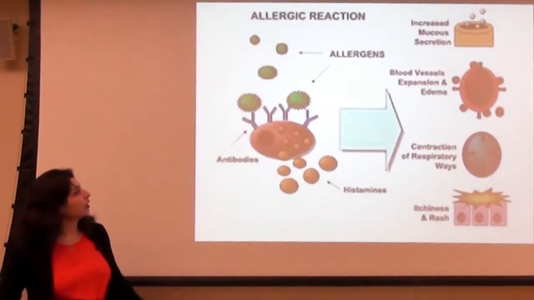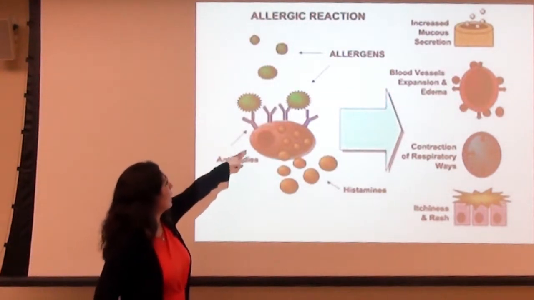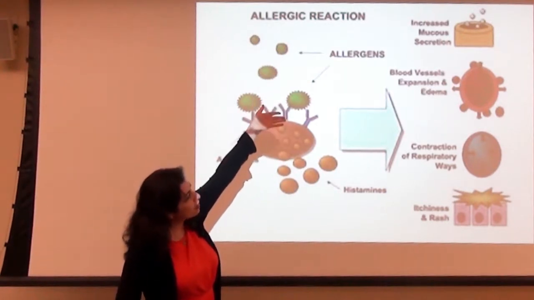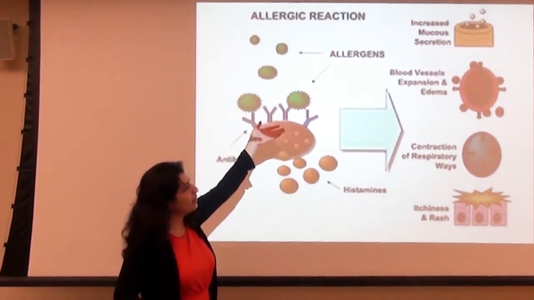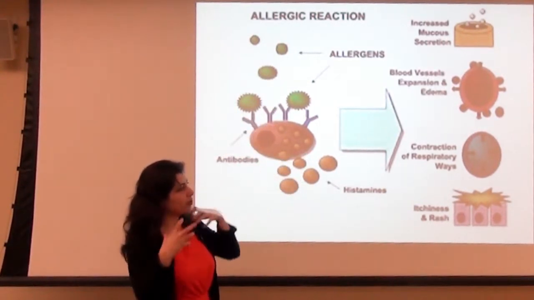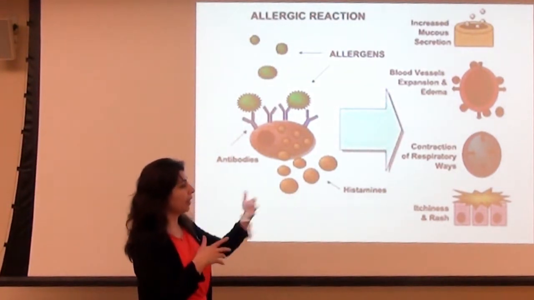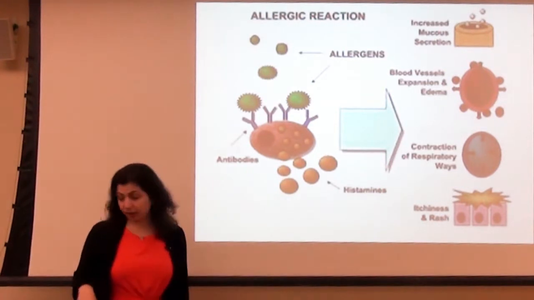And just another picture here, you could see, here's the allergen, it binds to the IgE receptor, releases histamine, and then you've got mucus secretion, you've got blood vessel swelling, you've got your respiratory tract that can close up and cause either asthma or difficulty breathing, or you can have a rash, itchiness and rash.